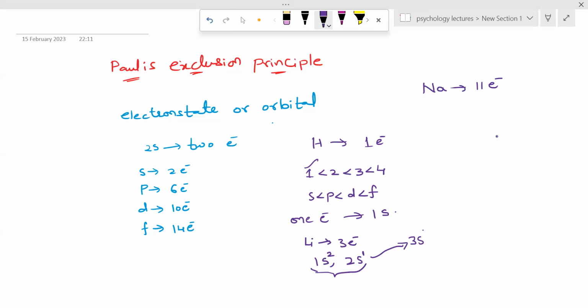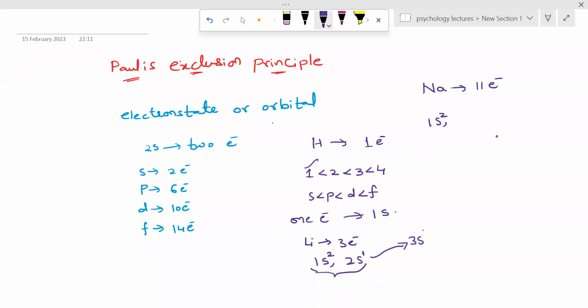So it is like 1s2. So the first orbital is occupied by 2 electrons. Here we are representing the 1 as principal quantum number, s as azimuthal quantum number, with the number of electrons. So this is done for the first shell.